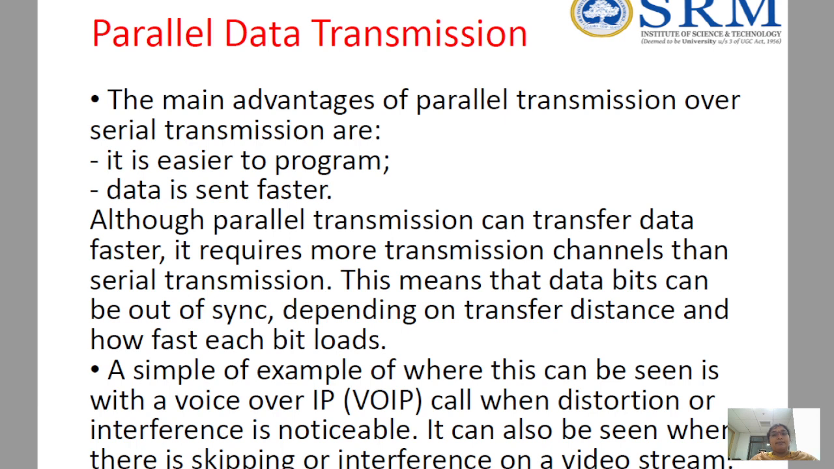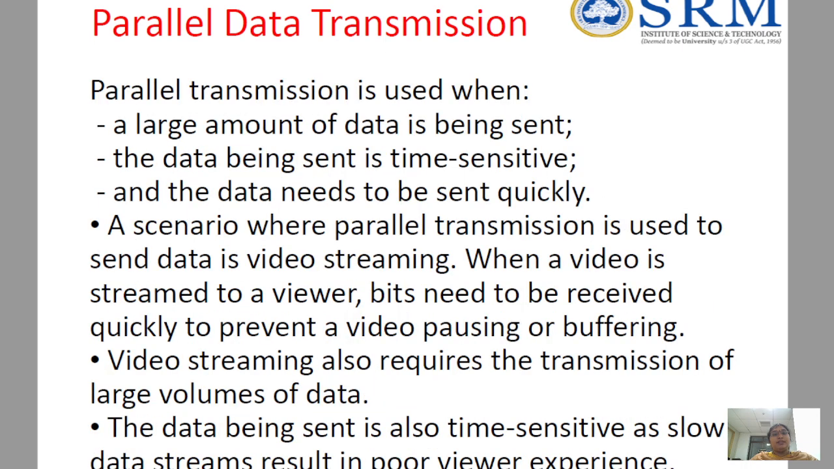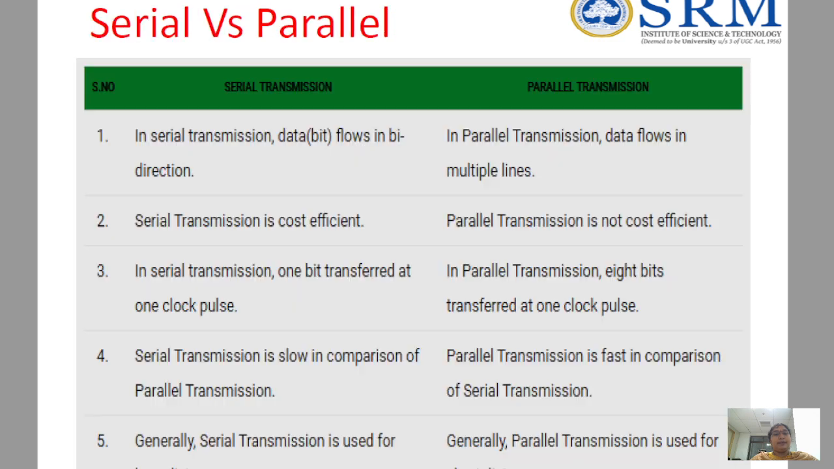A simple example of parallel data transmission is voice over IP. So it is basically video streaming. When the video is being streamed and you receive the video, it is viewed by the viewers without pausing or buffering. The data being sent is also time sensitive, as slow data streams result in a poor viewer experience.